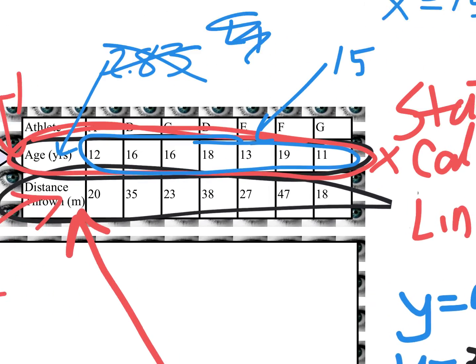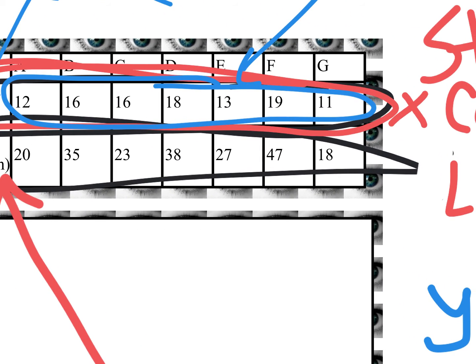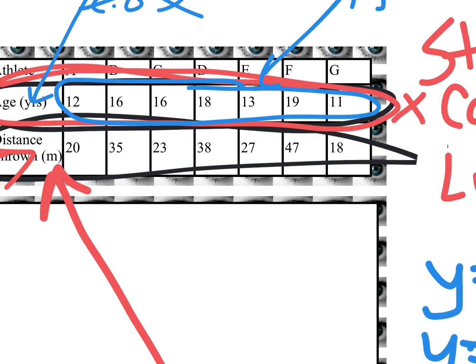Okay, next. Just use your eyeballs. What's the mode? The mode of the ages. You guys know what mode means? What's the one-word definition of mode? Most. And it was 16. 16 was the one that came up the most. All right.